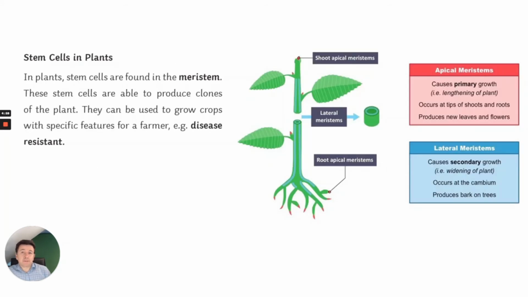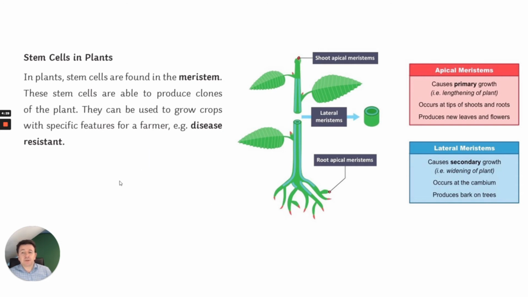So stem cells are also found in plants. They are found in what we call the meristem. Now there's a lot of information here. You don't need to know all of this information. All you need to know is that the meristem is basically the areas of growth in the plant. So wherever there is growth, so the top of the stem, for example, to produce new leaves, or in the stem itself, or actual growth within the roots to make the roots longer.